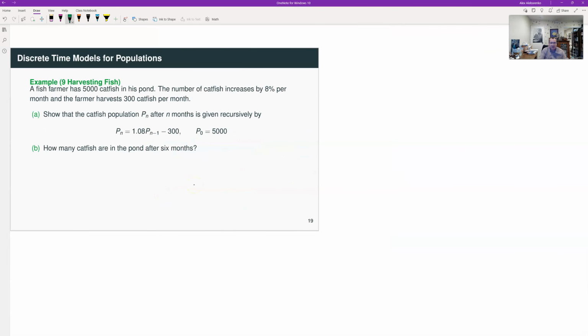Let us consider another example of constructing a recursive sequence that will describe the population of catfish. So here's a problem. A fish farmer has 5,000 catfish in the pond, and every month, because of the catfish reproduction, their population of catfish increases by 8%. And every month, the farmer comes and harvests 300 catfish. So let's develop the formula, the recursive relation for the population of catfish as follows from this description. So P_n would stand for the population of catfish in month n.